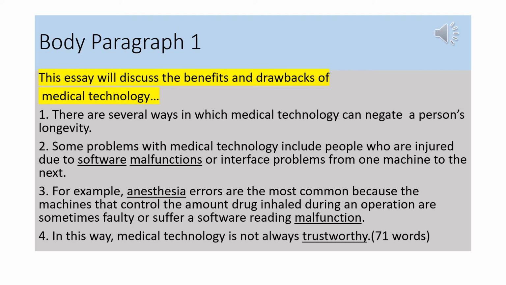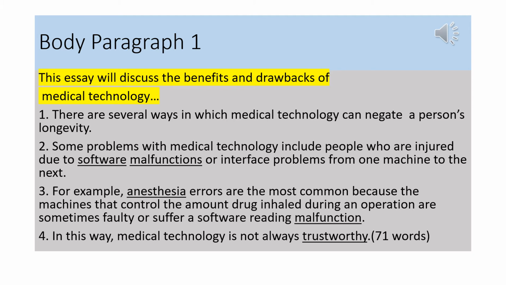The final sentence, you have to conclude what your paragraph was about just quickly. Something like this. In this way, medical technology is not always trustworthy. The topic sentence says negate a person's longevity, but we're reminded when we say not trustworthy, that's what negates a person's longevity. So this one fits. Notice the word count. It's 71 words, and that's about what you want every time with the body paragraphs, 70 and 70. The introduction and the conclusion will carry you easily over 200.